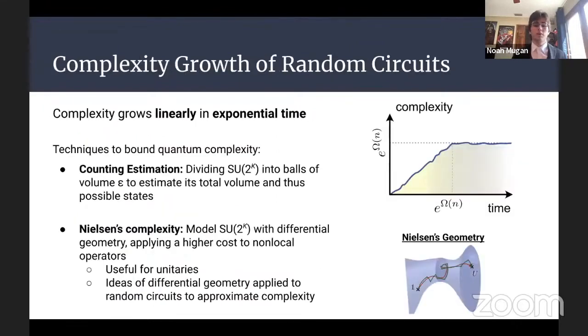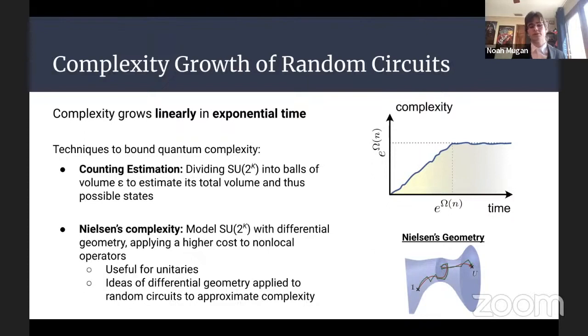Now we need to show that quantum complexity in these random quantum circuits grows linearly in exponential time, similar to the growth of the volume of a black hole. There have been several techniques to try and prove this. One is via counting estimation. If, like before, we imagine the special unitary group SU(2^k) as all states that the system can possibly be in, and we divide that into balls of volume epsilon, we can estimate its total volume and thus the possible states, which turns out to be exponential in k, the number of qubits. Nielsen's complexity is a technique some theorists use to estimate the complexity of a given unitary.